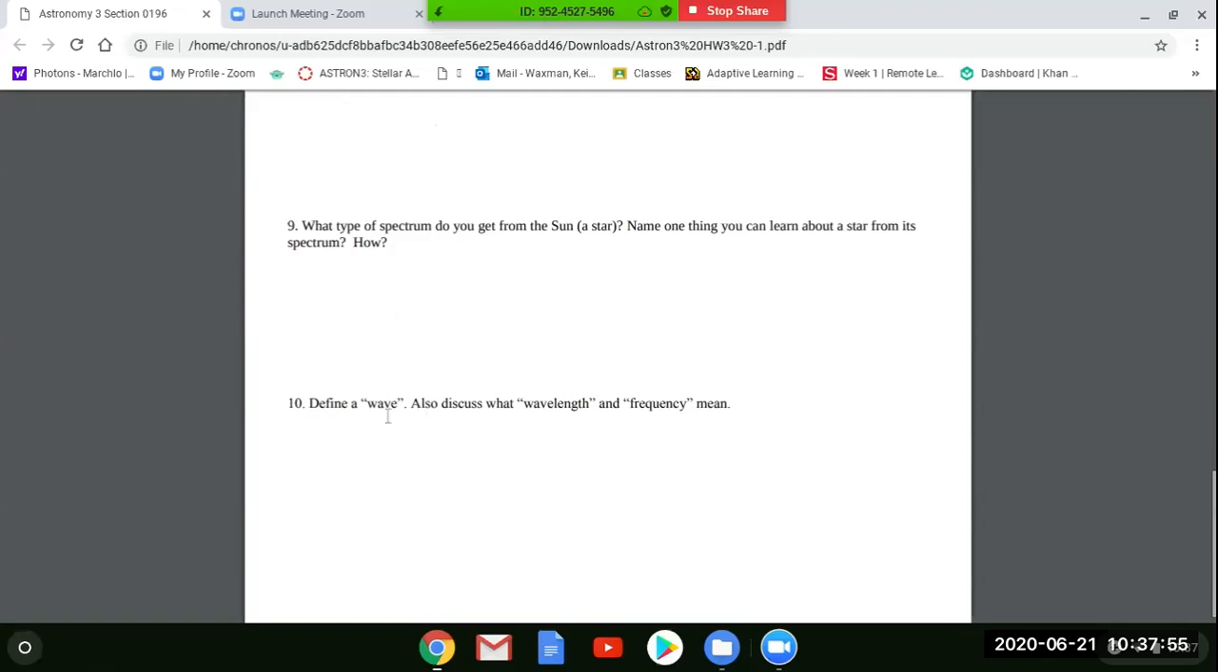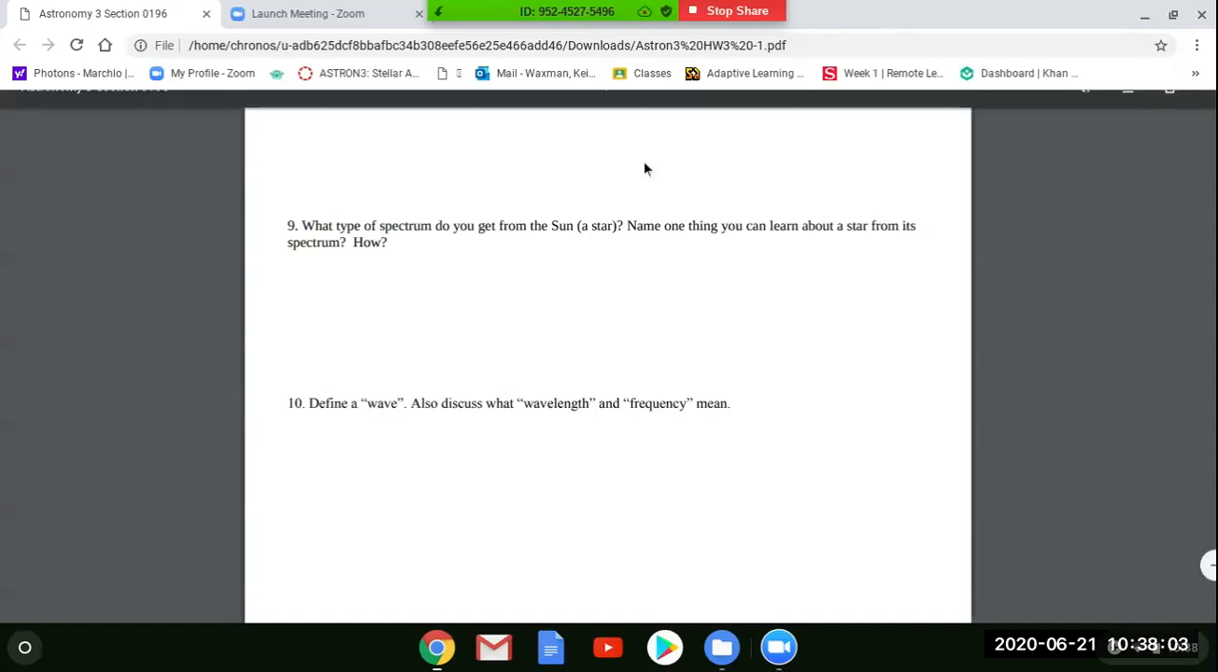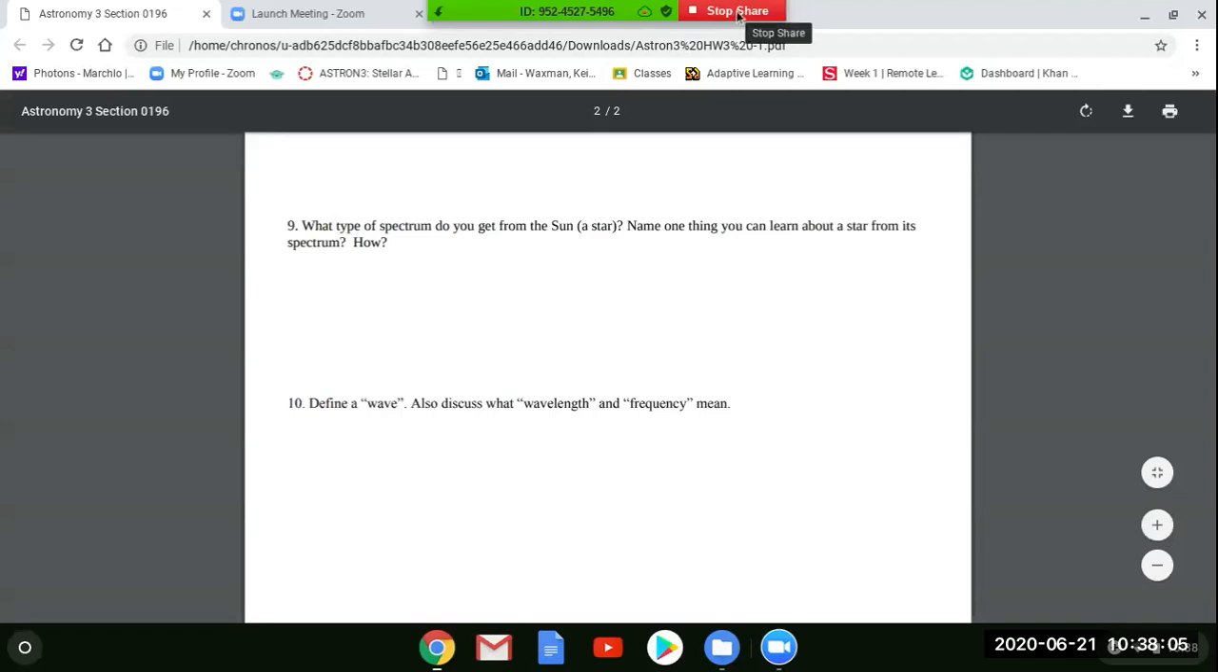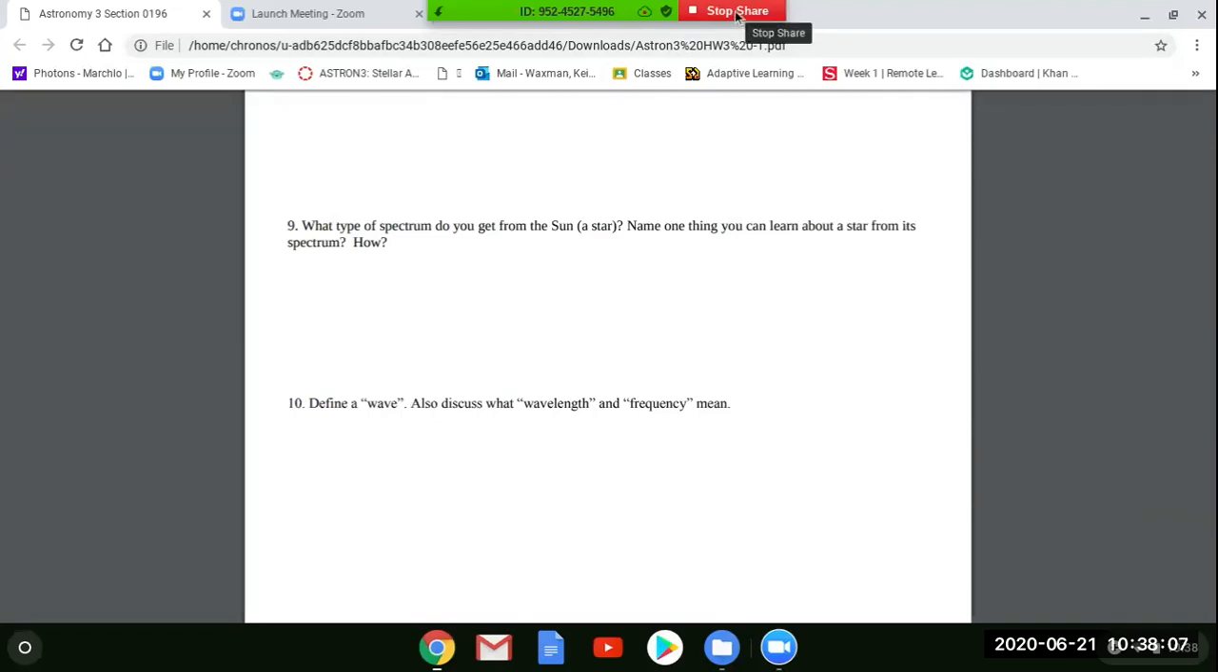For 10, define a wave. Also discuss what wavelength and frequency mean. So that's it. Let me know if you have questions, other questions. Do your best. It shouldn't take you very long. And good luck on this.